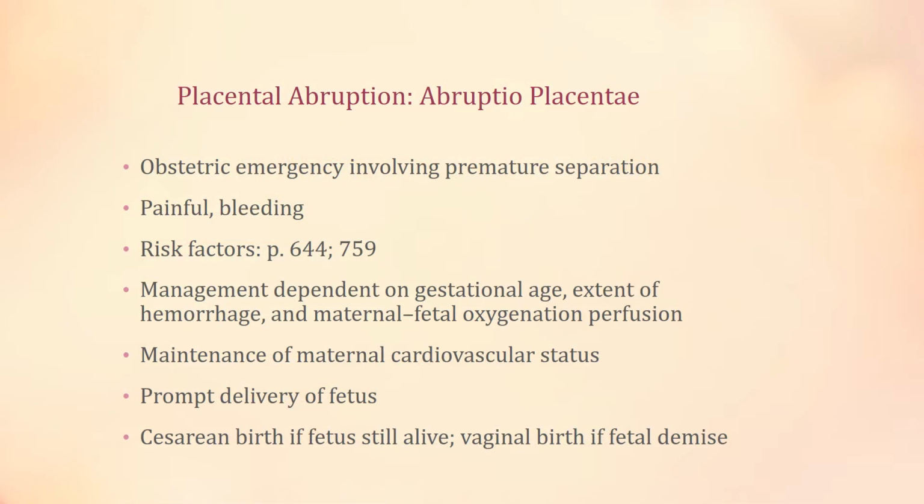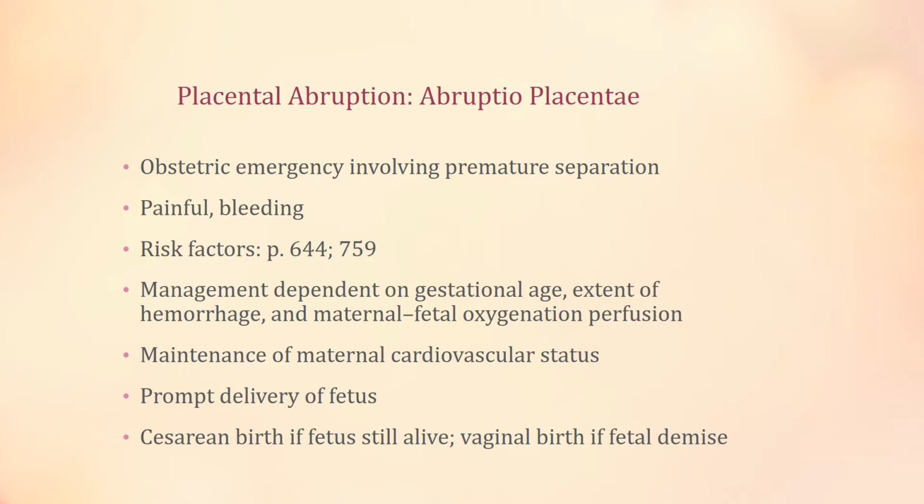Placental abruption is an obstetric emergency, and it is on page 759 in your book. It's painful bleeding. It's whenever she has heavy, heavy bleeding with pain because it's a premature separation of the placenta from the wall of the uterus. It can be deadly for both mom and baby.